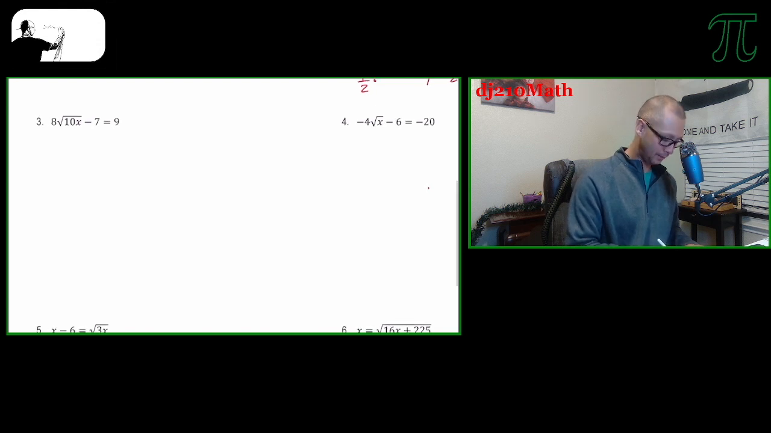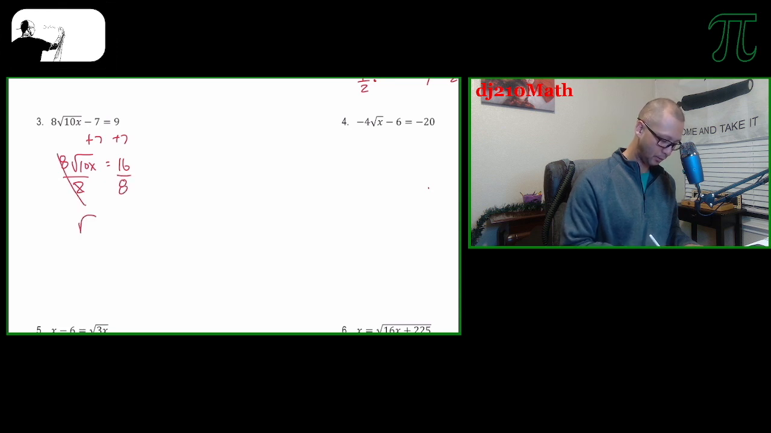Number 3, I'm going to add 7 to both sides. 8 root 10x is equal to 16. Divide both sides by 8. Root 10x is equal to 2. Square both sides. 10x is equal to 4. Divide both sides by 10. X is equal to 2/5.